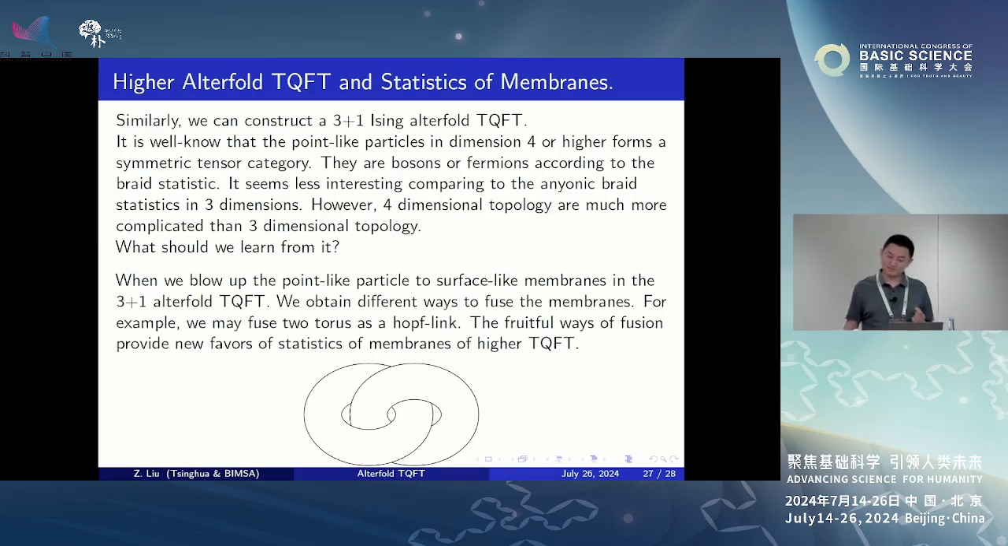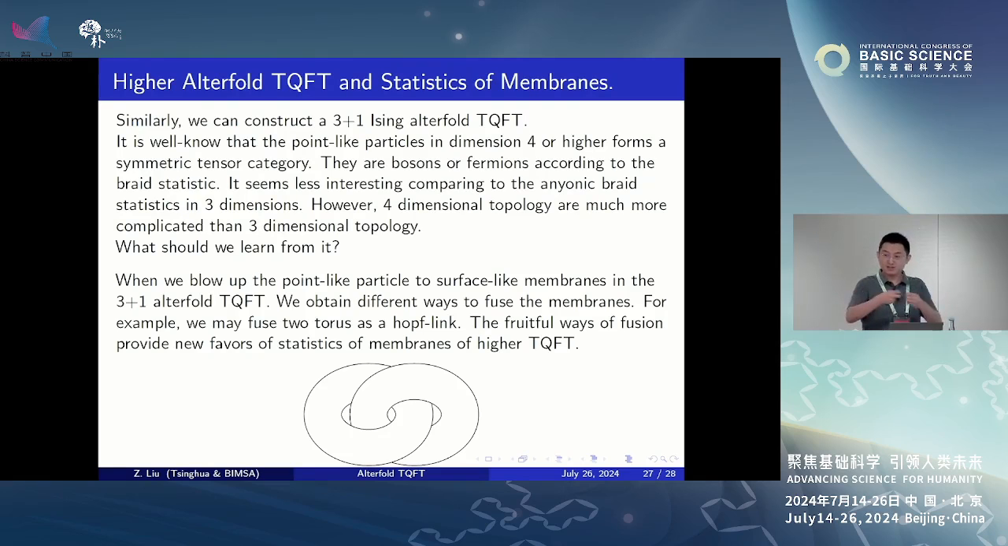So now here's a point: when we blow up the point-like particle locally to a surface, in the 2+1 case it blows up to a closed string. Now it's a surface, and we should look at the shape of the surface. For surfaces, we know they may have different types according to the genus. Not just a sphere, it may be a torus.